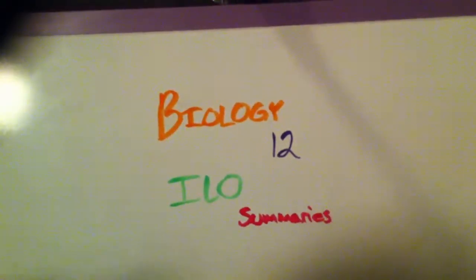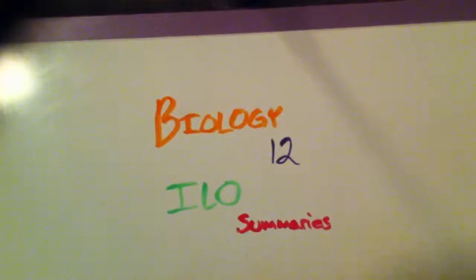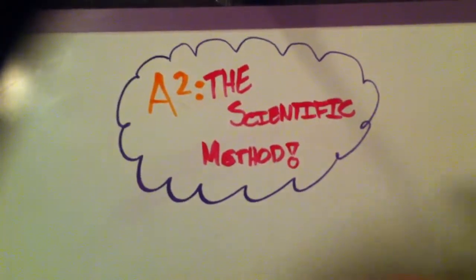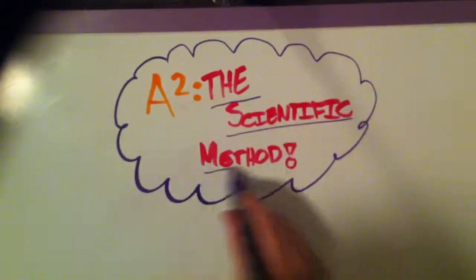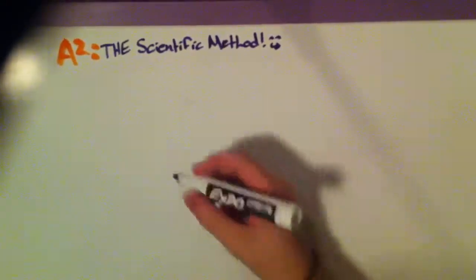So this is my Biology 12 intended learning outcomes summaries. In this video, we are going to be covering A2, and for section A2, we are going to be doing the scientific method. Question number 1.